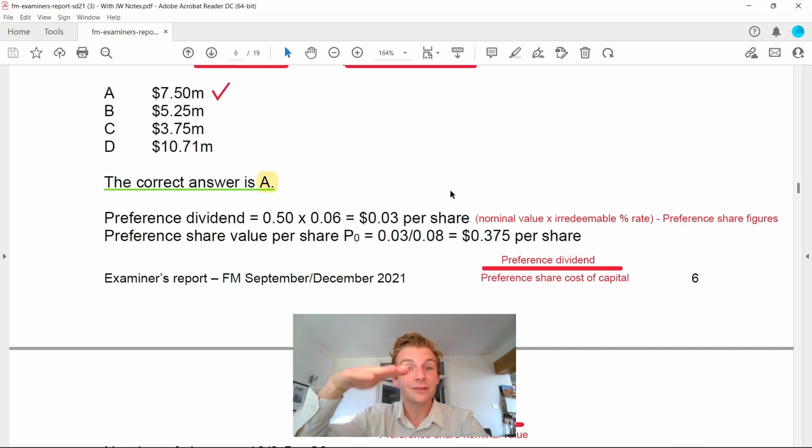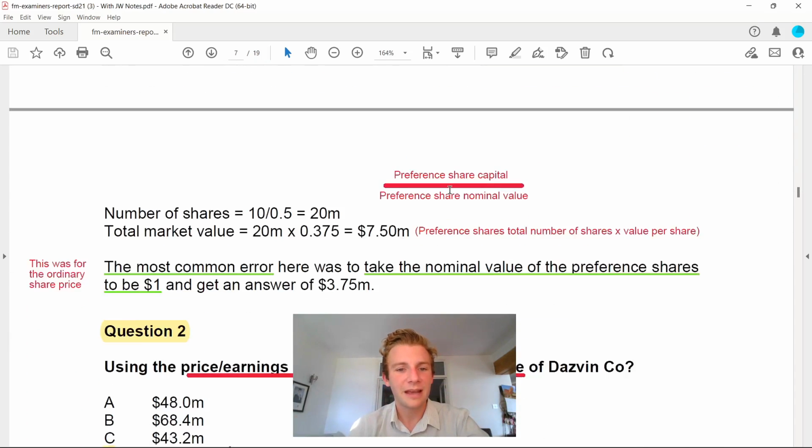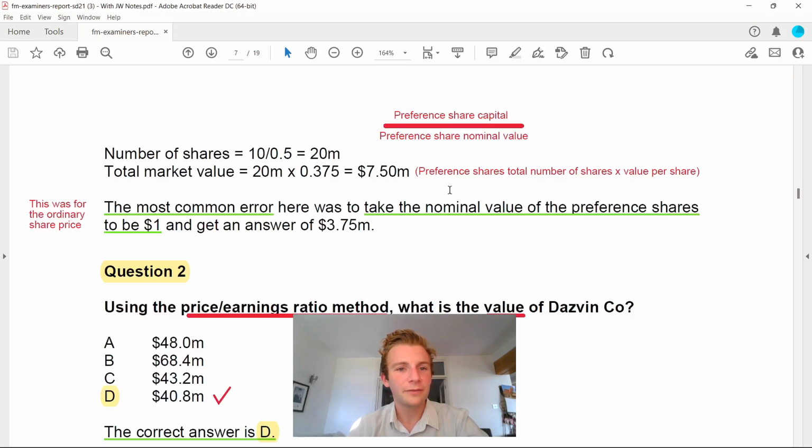Take that preference dividend that we just calculated before, the $0.3, and divide it by the preference share cost of capital. And that is where we're going to get 0.375. We're going to take that figure further down here, and then another formula for you: how do we calculate the number of shares? We've got the preference share capital divided by the preference share nominal value, and then we can calculate how many shares we have. What is the value of one of those shares? Multiply them together, and that's where we get the $7.5 million.